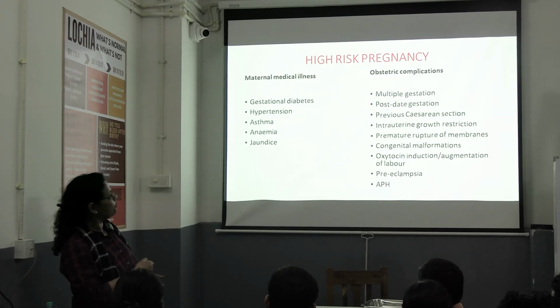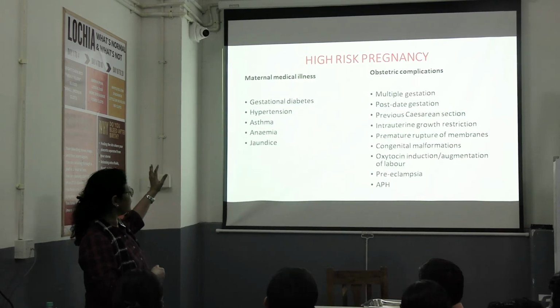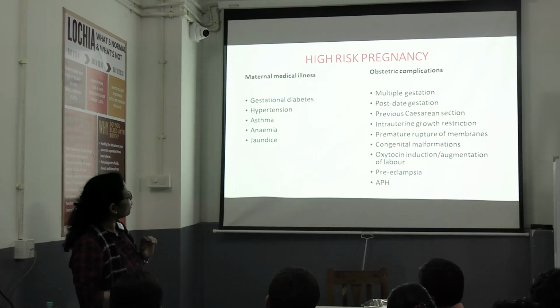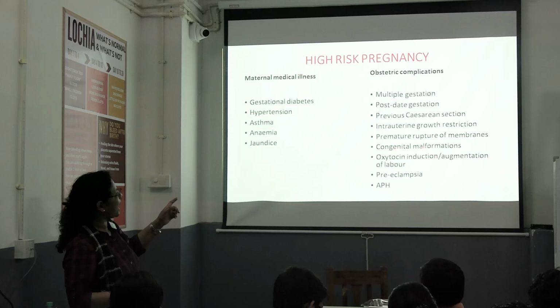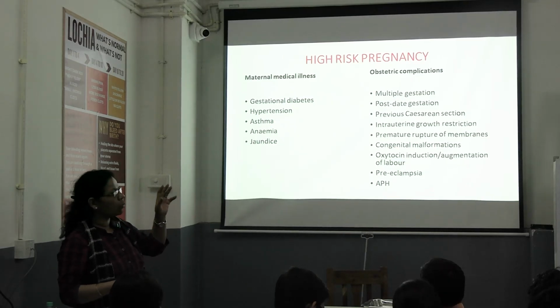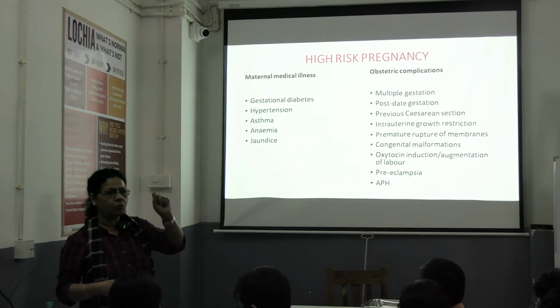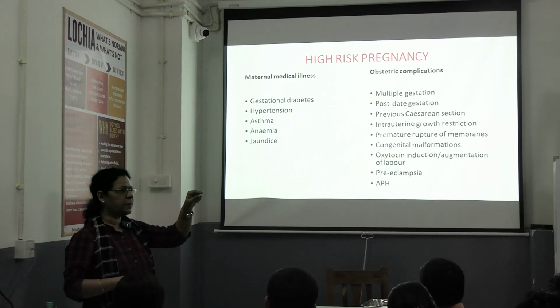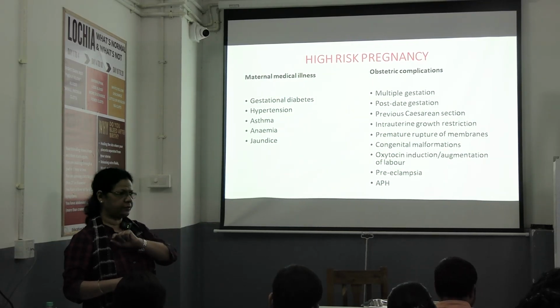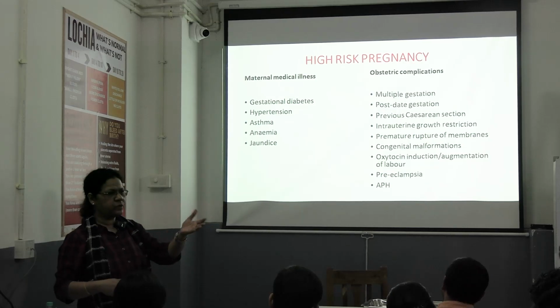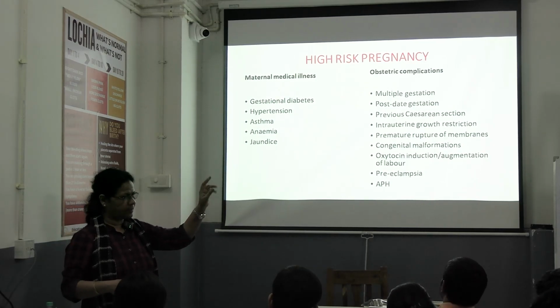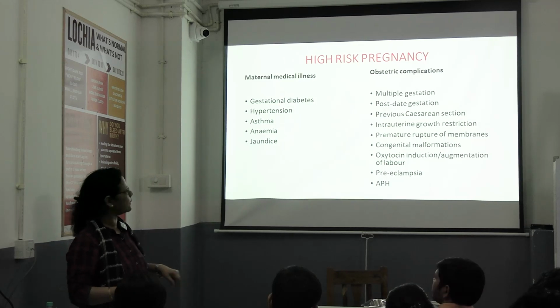Okay. Now what are the high risk pregnancies? Try to remember these: gestational diabetes, hypertension, asthma, anemia, jaundice. These are medical illnesses. And obstetric complications: multiple gestation, post-dates, previous cesarean section, IUGR, or what we say now is fetal growth restriction. The term IUGR is not used right now. It is replaced by FGR, fetal growth restriction. But if you say IUGR, we will not penalize you. You need to know both the terms, IUGR or FGR.